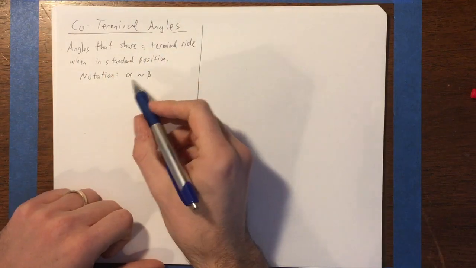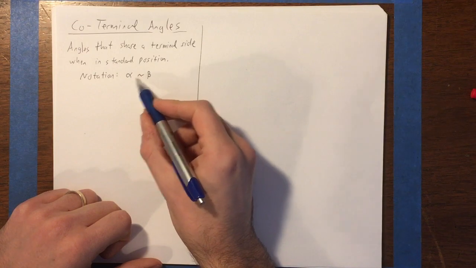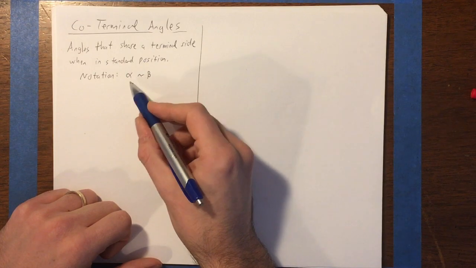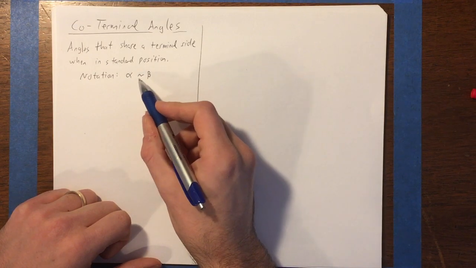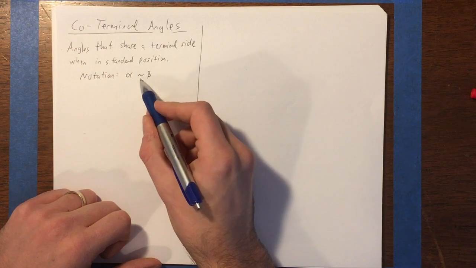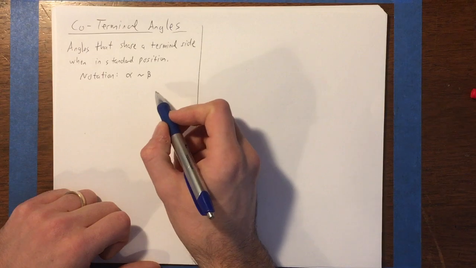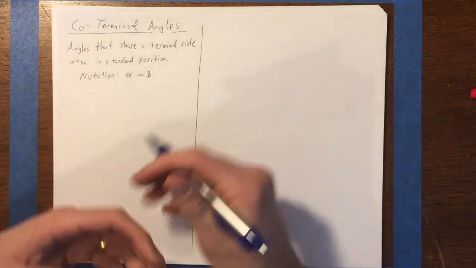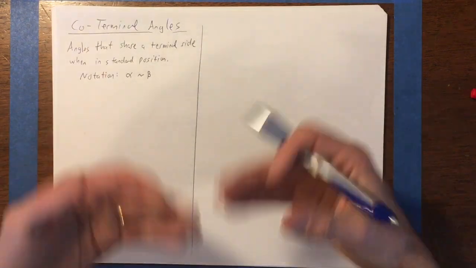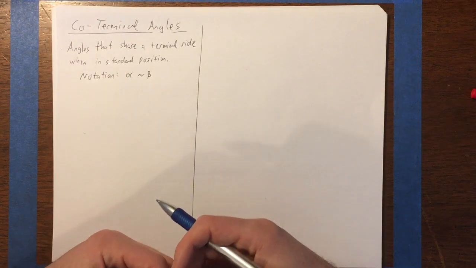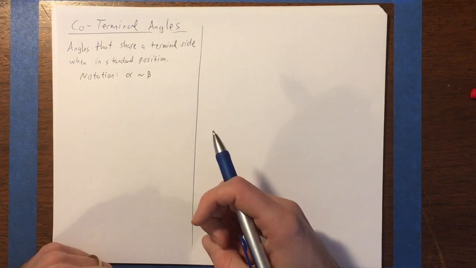And there's this notation where you write a single squiggle. This is like a tilde, a single squiggly line, to say alpha is coterminal with beta. It's not saying that these angles are equal, because generally you're talking about different angles, but they terminate at the same ray when you put them in standard position.